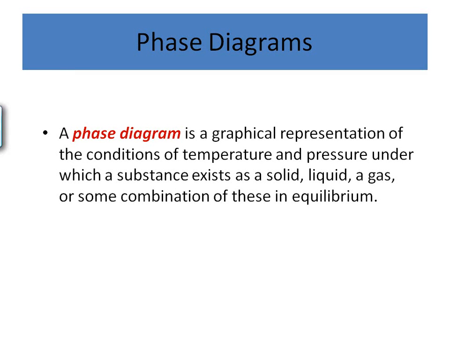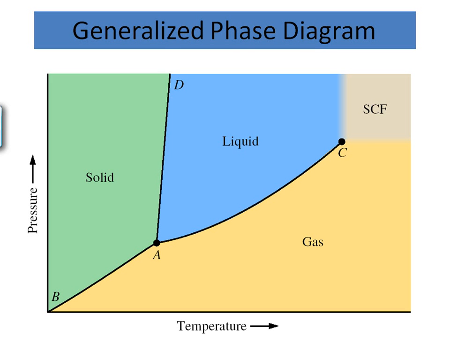Okay, this discussion is on phase diagrams. This will be the last of our discussions over Chapter 10. Phase diagrams are basically used to show the relationship between the state of matter for a substance and the pressure and temperature conditions. Here's a typical phase diagram.